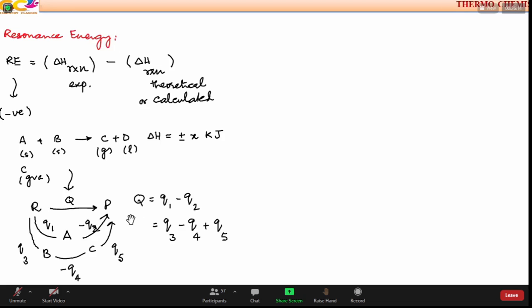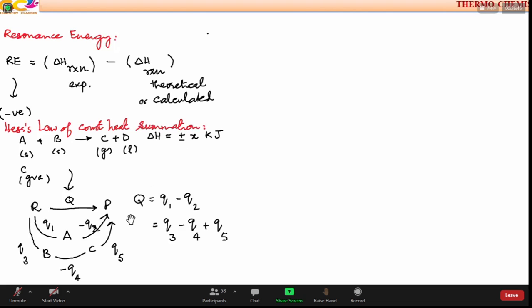And therefore, for this purpose, they have given the word. What is that? Hess law. Don't read it as Hess's law. Hess law of constant heat summation. It is known as Hess law of constant heat summation. Okay, whatever with the energy.